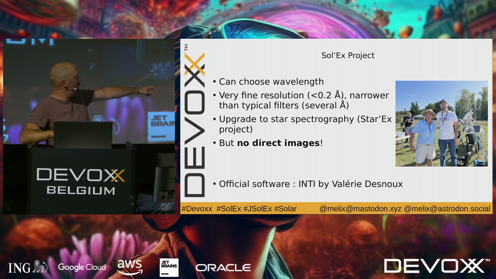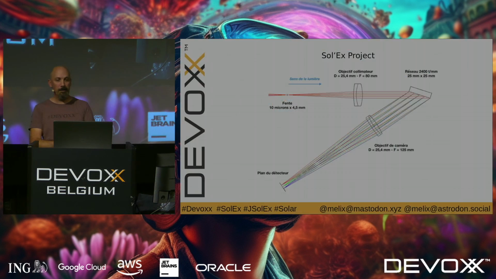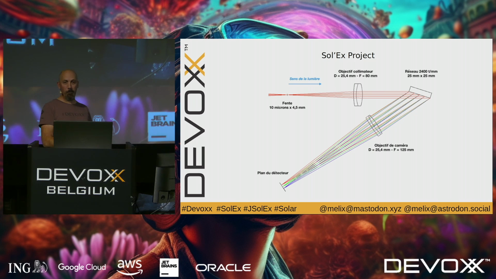So there's one official software, which is called INTI, and it was designed by Valérie Desnoux, who is actually Christian's wife, so it helps. He has the expertise on the hardware, and she has it on the software. I was with her just during that bootcamp a couple days ago, so that's the picture you get there. And behind, you actually have my telescope with this device there. So that's the official software. And why do we need software?